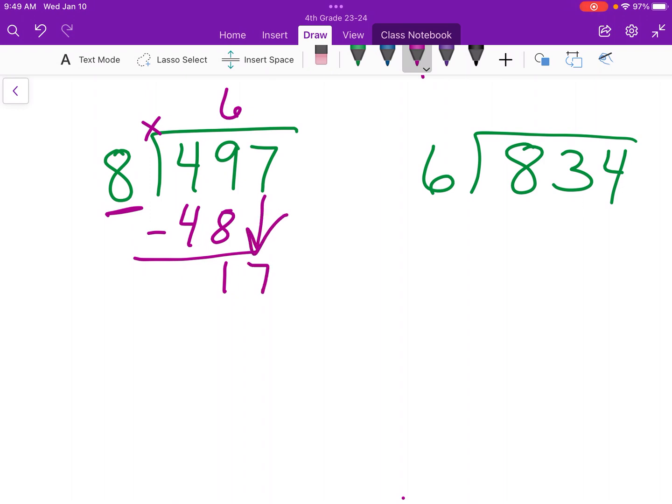Bring down the 7. 8 can go into 17 2 times. 2 times 8 is 16. Go ahead and subtract 17 minus 16, and we get 1. 1 is smaller than 8. So our answer is 62 with a remainder of 1.